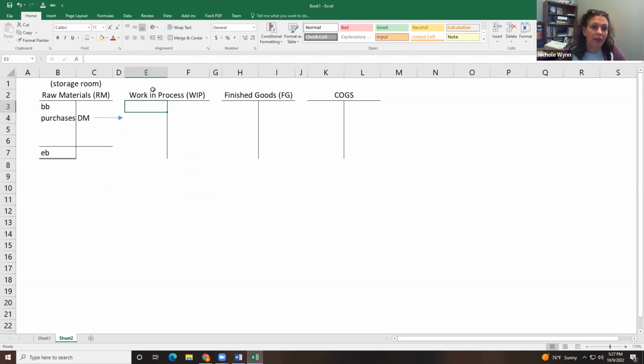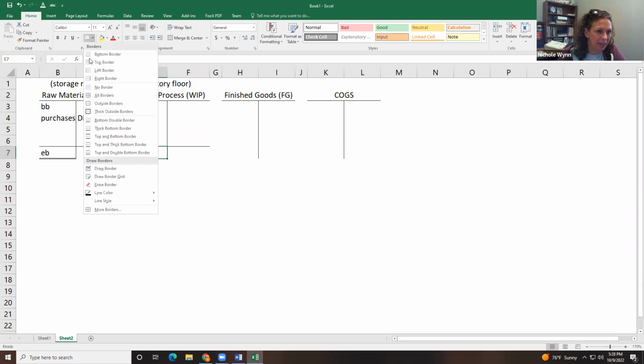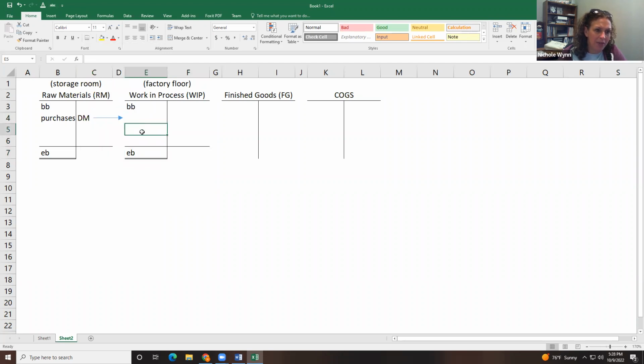WIP is another physical place. I like you guys to think of them as physical places. This is the factory floor, where we're actually making goods. We will have a beginning balance and an ending balance. We will draw a line across and double underline the ending balance. Three things come in here. Those three things are direct material, and that number will come directly from over here. That number literally shifts over.